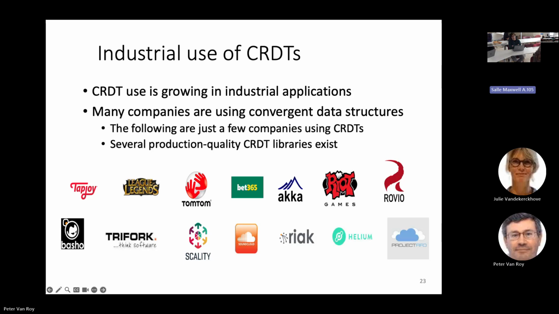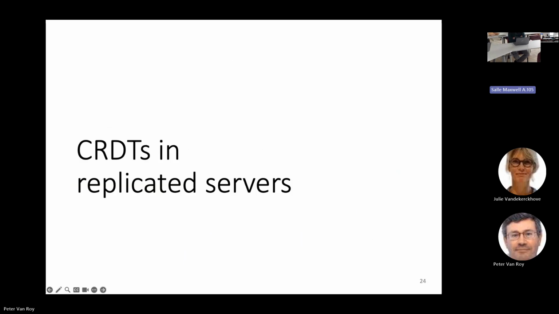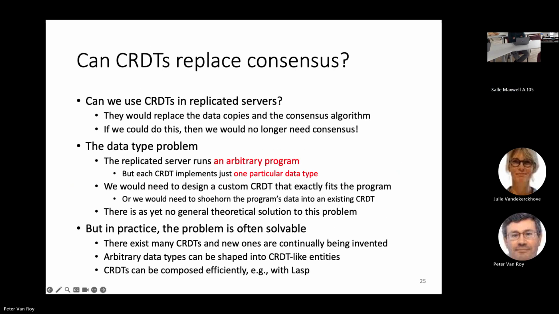So this is nice, right? But it's not completely solving the problem, because of what I will tell you. Can CRDTs now replace consensus? Remember, in a replicated server you have n programs running, and consensus forces them to agree. Can we do that with CRDTs? Well, not quite, because the replicated server runs an arbitrary program, but each CRDT implements just one data type. We would have to have a custom CRDT that exactly fits the data used by the program, or shoehorn it somehow into an existing CRDT.